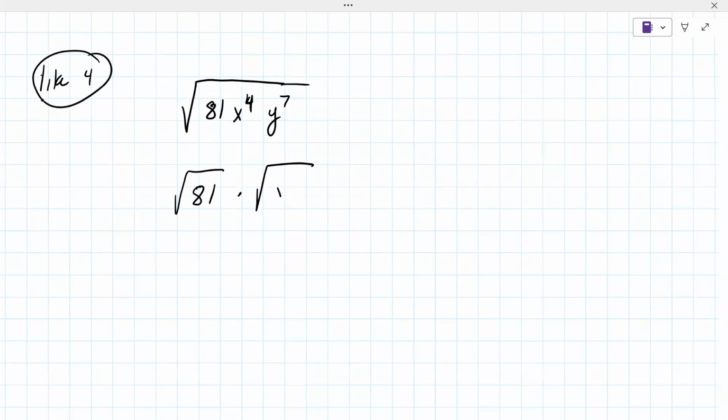Let's look at some answers. Square root of 81, x to the fourth, y to the seventh. So this is a new problem here. The first thing you're going to do here is break this apart into the square root of 81, square root of x to the fourth, and the square root of y to the seventh. You remember us doing that before?